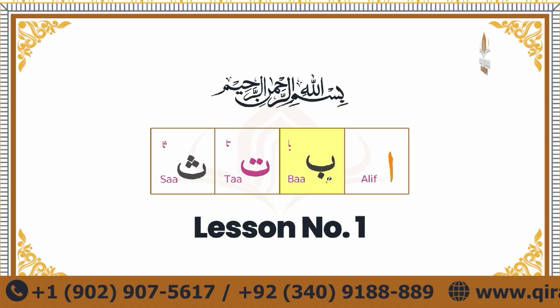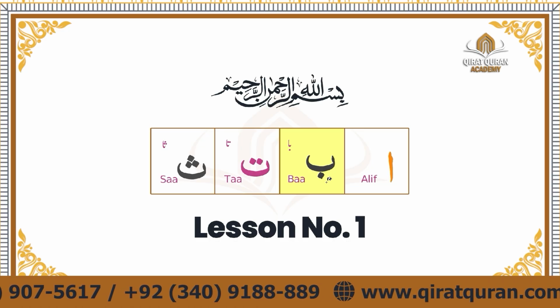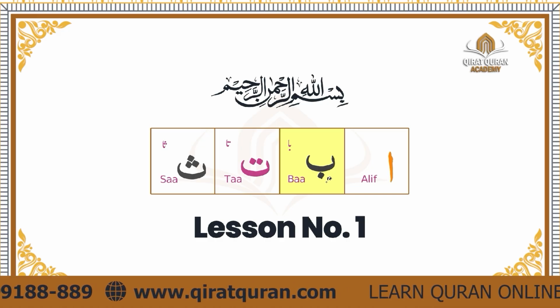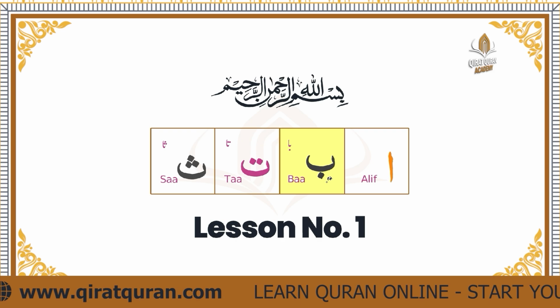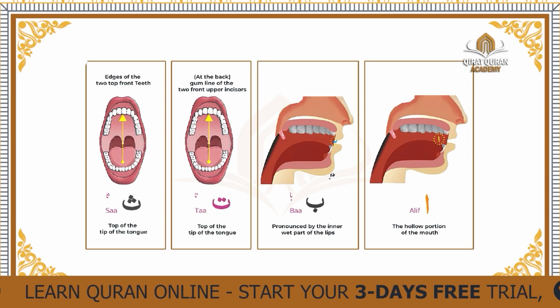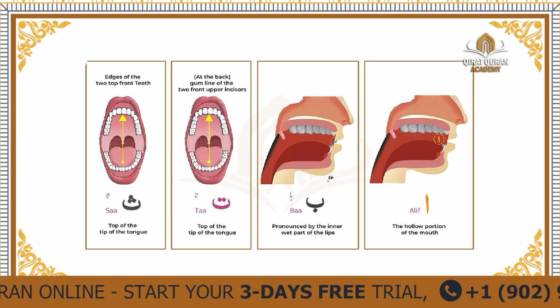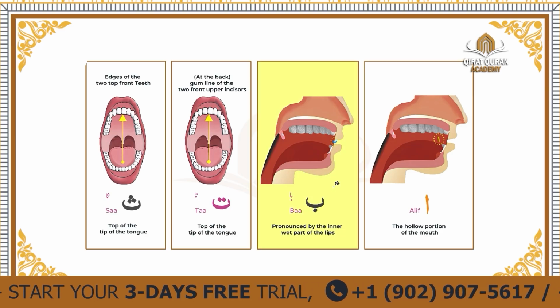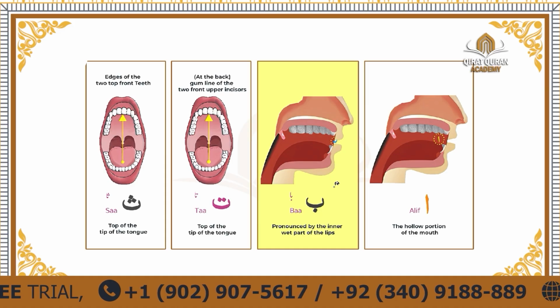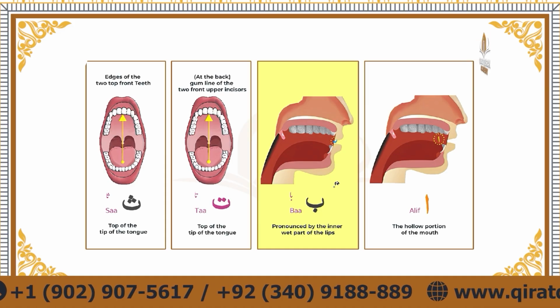Again, Ba. This is the second letter of Arabic language. This is called Ba. Now, how we have to pronounce this? Look at this picture. This is the Makharij, or the articulation point of the Ba.